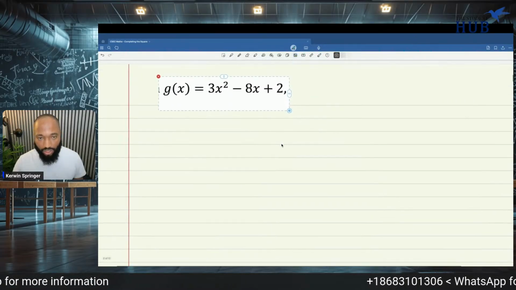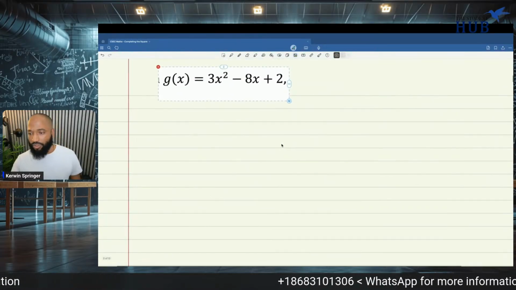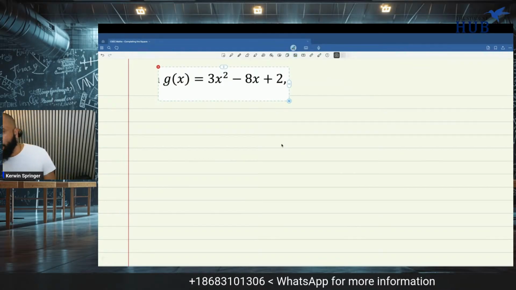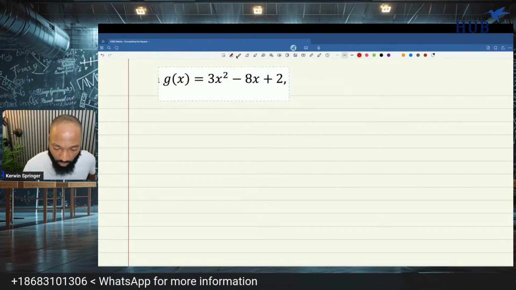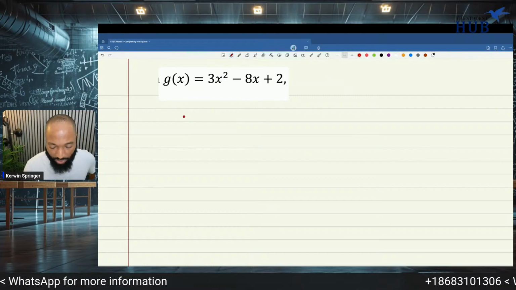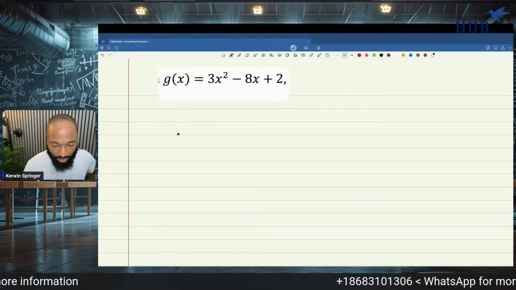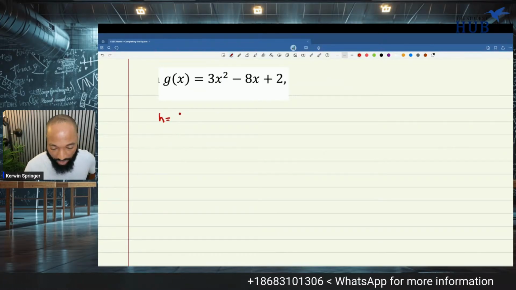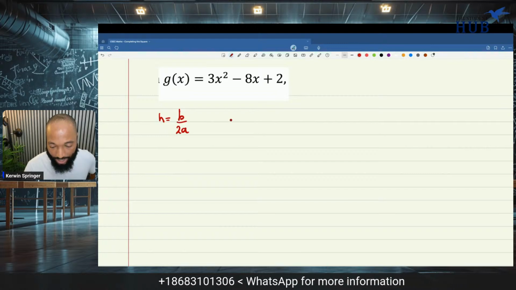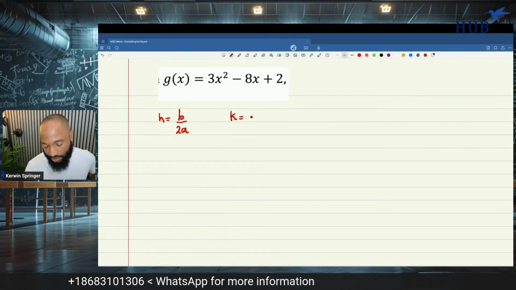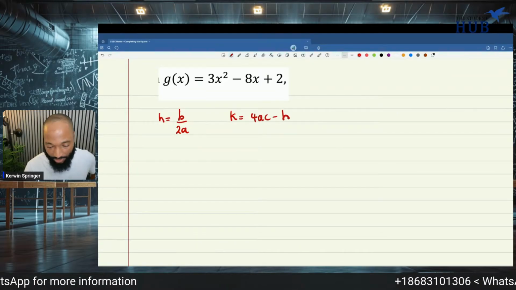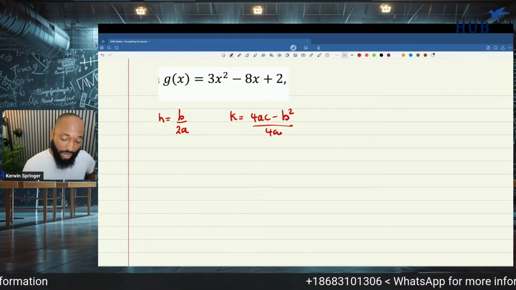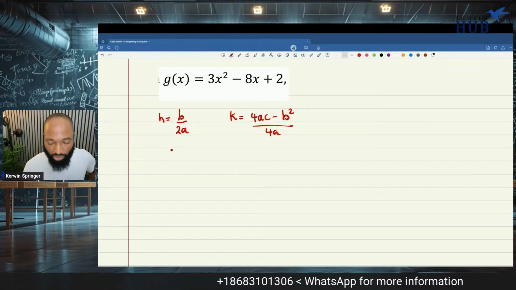So I will show you two quick methods where we can complete the square. The first method is, of course, the formula method, where we just find the value of h, which is b over 2a, and k is 4ac minus b squared over 4a. And if you forget the formula, then you're going to substitute.